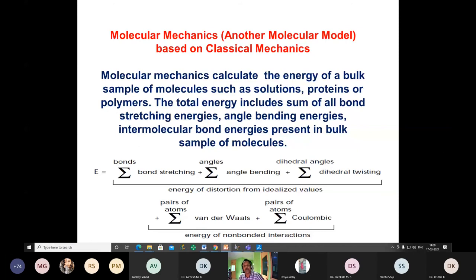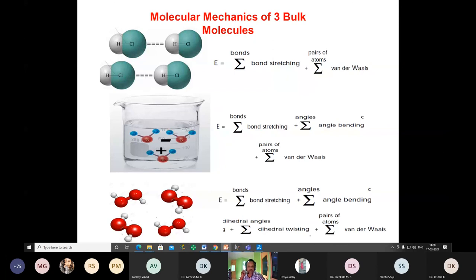How do you calculate the potential energy of the whole molecular system? The sum of potential energies of all bond stretches, the sum of all angle bends, the sum of energies of all torsion angles, the sum of energies of all non-bonding interactions, and by taking the sum of all energies, you can calculate the total energy of a macromolecular system. Or for a simple demonstration, I am choosing three molecular systems. The first system is the hydrogen chloride molecule, or hydrogen chloride sample gas taken in a vessel. Two types of interactions.